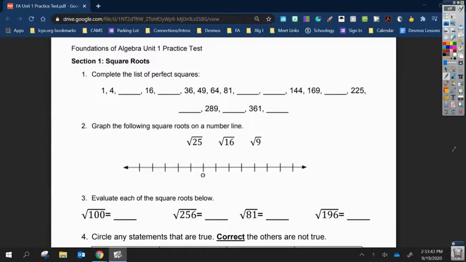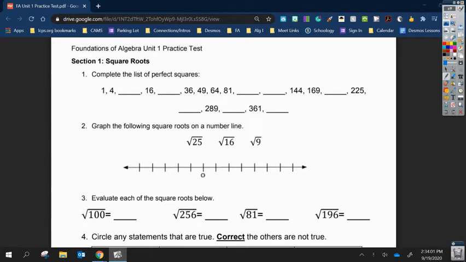This is a video going over the Foundations of Algebra Unit 1 practice test. Please feel free to skip to the question that you might be struggling with. You do not have to watch the entire video. Question 1 asks you to complete the list of perfect squares. Some of them are already listed.